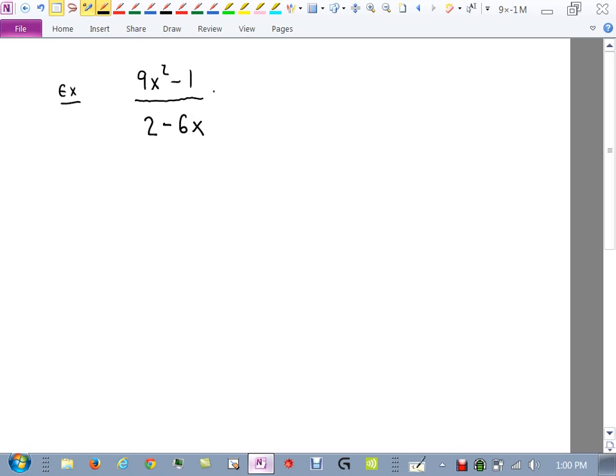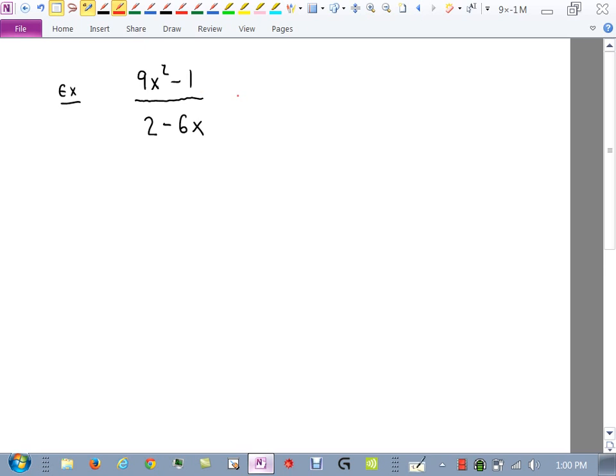(9x)² - 1/(2 - 6x). We can't just start canceling things, right? Because we have subtraction between those terms. So our best bet here is to try and start factoring things. Anybody see what can happen with the numerator? It's a difference of squares, right?